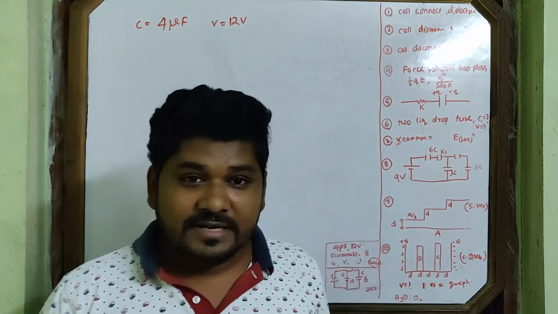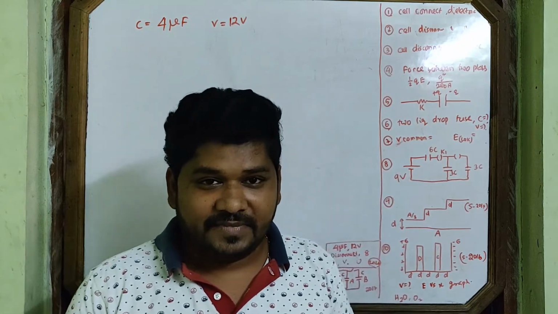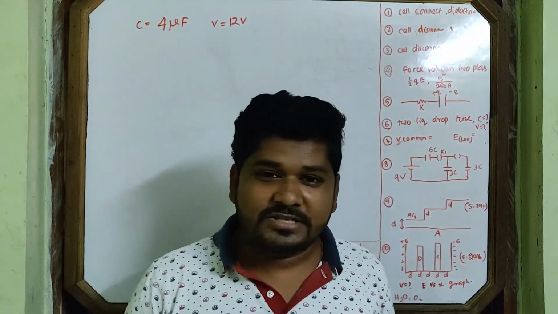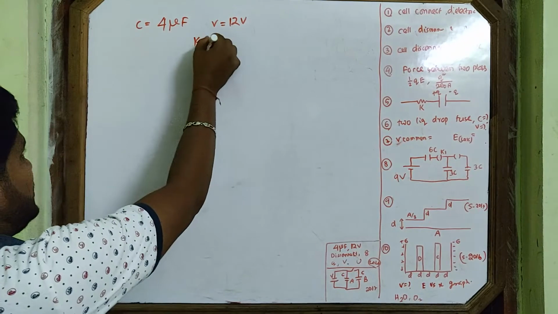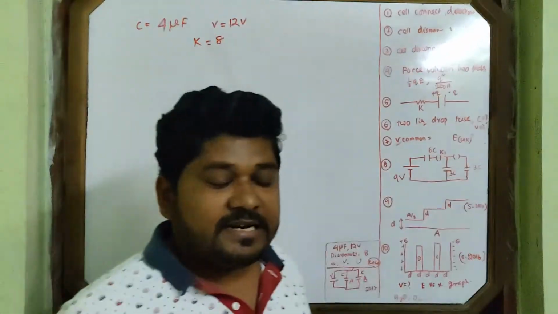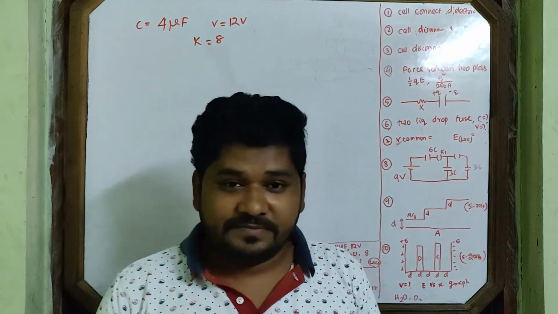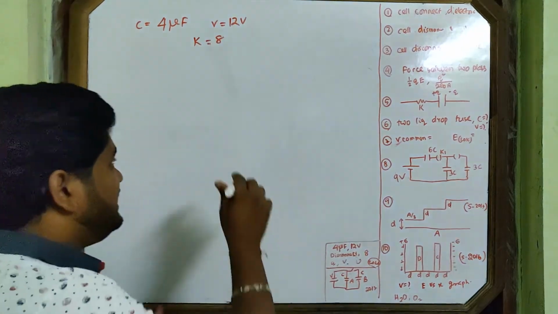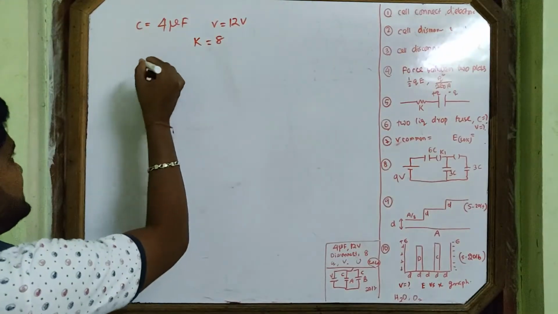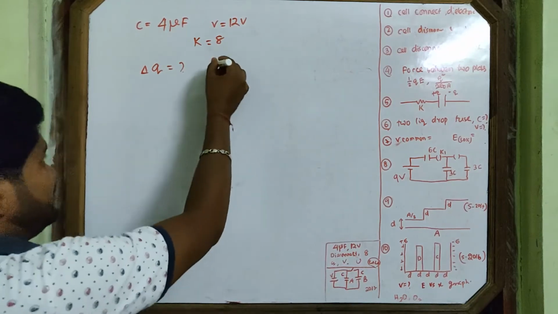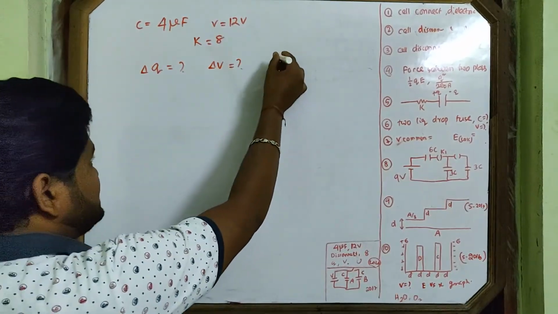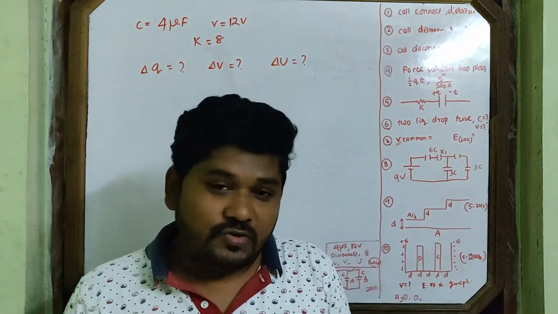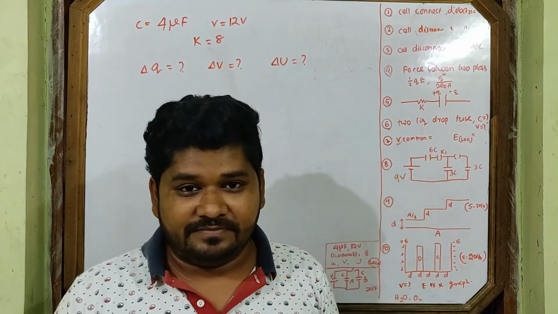But now what happened? The cell is disconnected, and a dielectric of dielectric constant 8 is inserted between the two plates of the capacitor. The question is: find the change in charge. What is the change in potential? What is the change in energy stored? What was and what is? Do the change. You have to find the change in them.